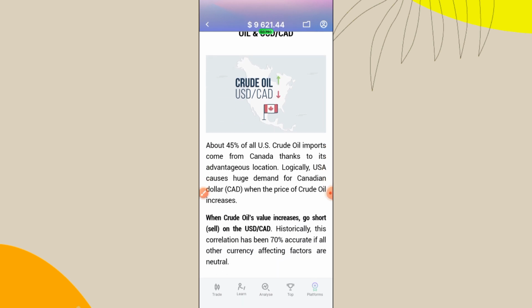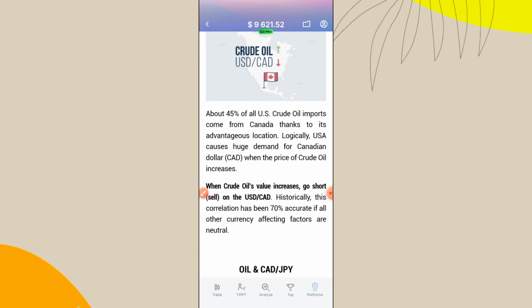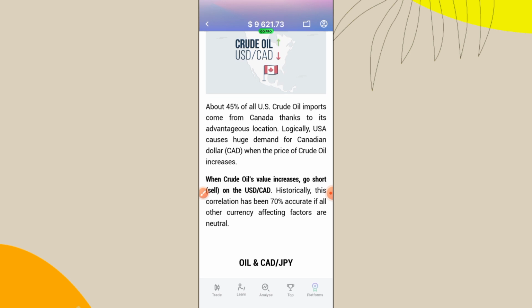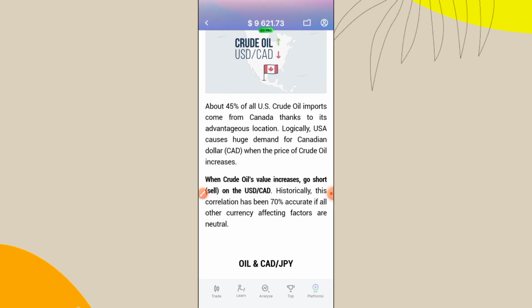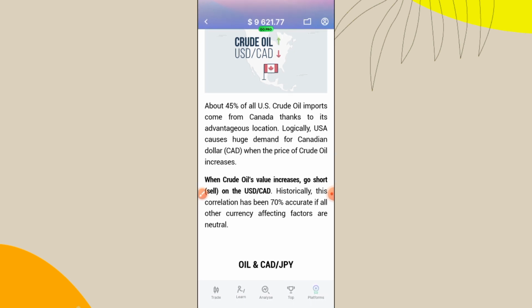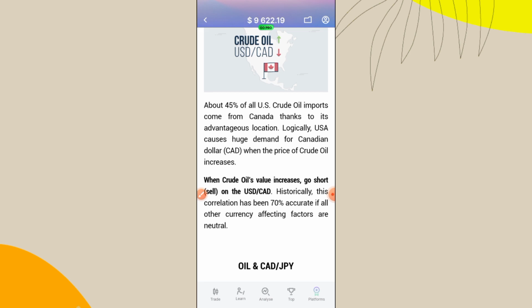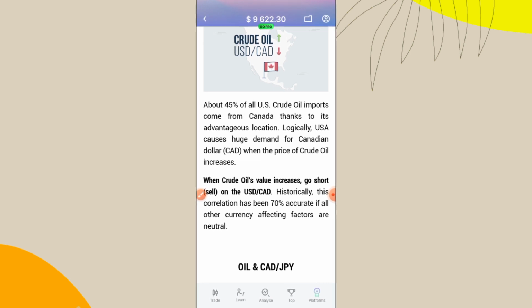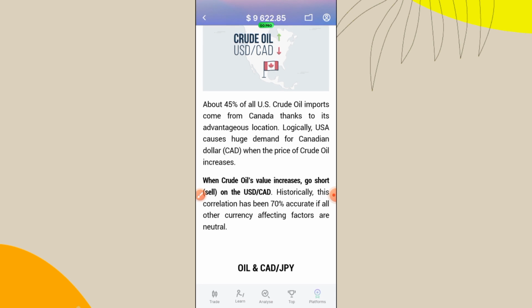About 45% of all US crude oil imports come from Canada, thanks to its advantageous location. Logically, the USA causes a huge demand for the Canadian dollar when the price of crude oil increases, which means that the USA buys crude oil from Canada. And when they are buying crude oil from Canada, they pay using the Canadian dollar, which makes the demand for the Canadian dollar increase. So the increase in prices of crude oil will also lead to an increase in demand for the Canadian dollar. Are you seeing, guys?